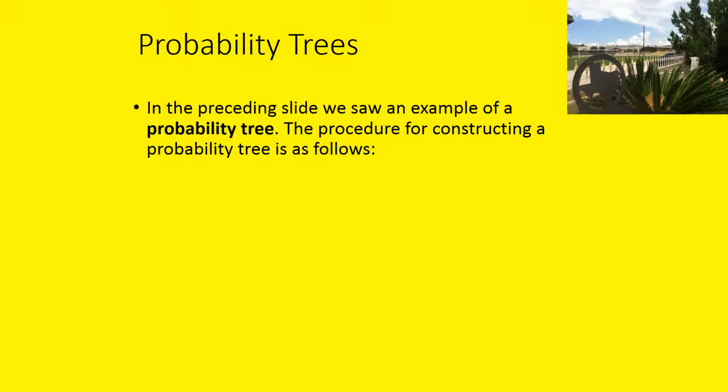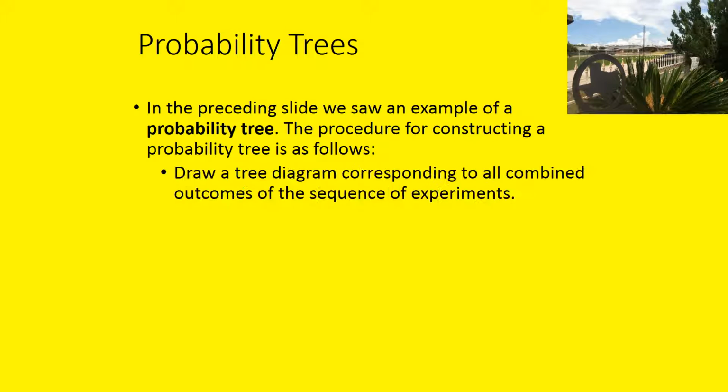In the preceding slide, we saw an example of a probability tree. The procedure for constructing a probability tree is as follows. Draw a tree diagram corresponding to all combined outcomes of the sequence of experiments. So first you had to come from a machine, and then you had to be either defective or not defective.